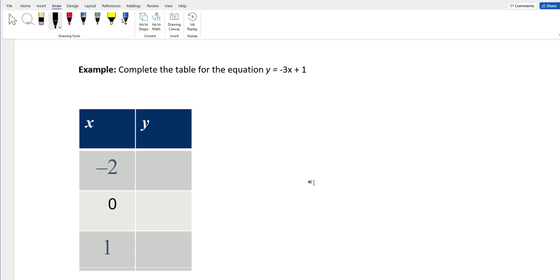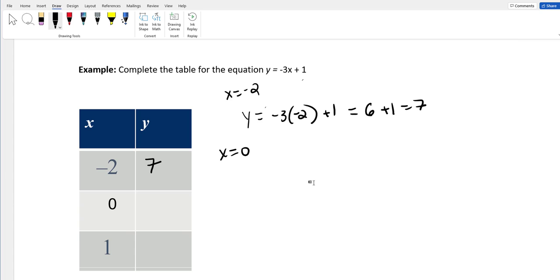So now I'm going to talk about a table of values. We can create a table of values from an equation and then use those numbers to graph a linear equation. In this one, the equation is y equals negative 3x plus 1. With my table of values, I have all the possible x values that I want to plug into this equation and find the corresponding y value. So let's do x equals negative 2. This will be y equals negative 3 times negative 2 plus 1. Negative 3 times negative 2 is 6, plus 1 more is 7. So when x is negative 2, the y coordinate is 7.